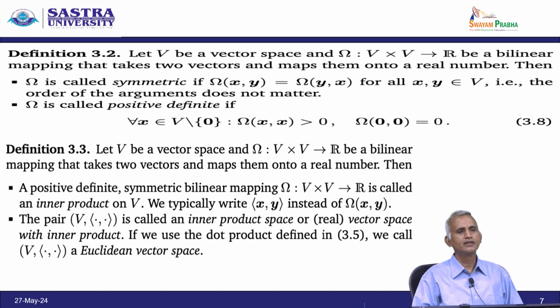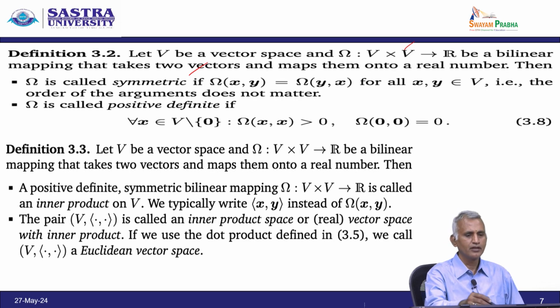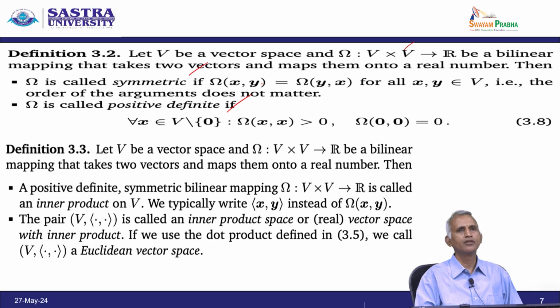Now, we have a definition. Let V be a vector space and omega: V cross V to R be a bilinear mapping, which takes 2 vectors and maps them onto a real number. Omega is symmetric if omega of (x, y) equals omega of (y, x) for all x, y in V, and omega is positive definite if for all x in V minus 0, omega of (x, x) is positive, and omega of (0, 0) is 0.